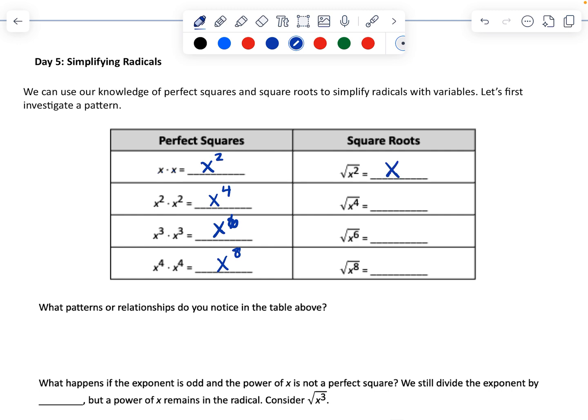So that's just x. X to the fourth would be x squared. 3 times 3 is 6, so this would just be x to the third. 3 plus 3, like this times that gives us x to the 6. X to the fourth is x to the 8, so the square root is x to the fourth. So what patterns do you see? Well, it's divided by 2.